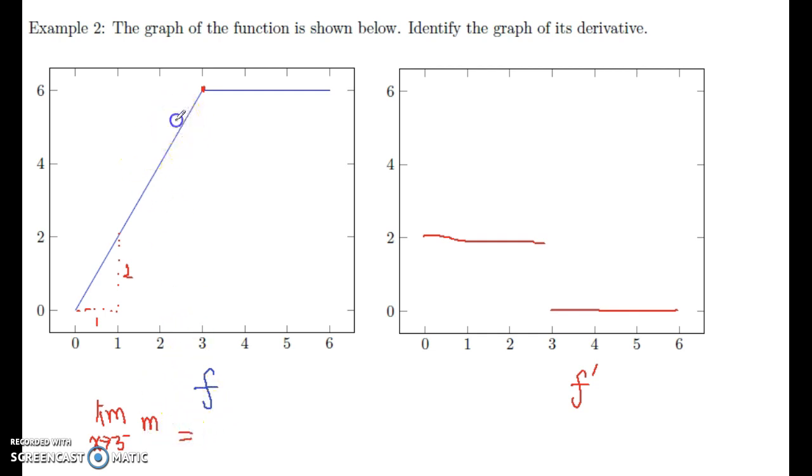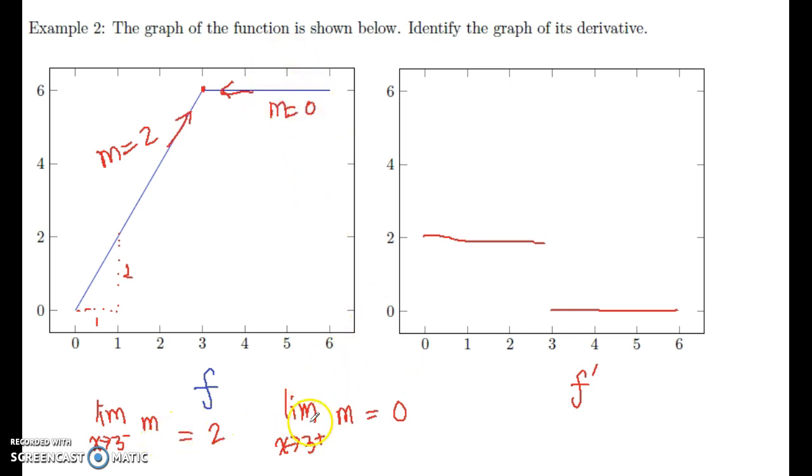The slope, going this way. And we're talking about the slope, not the function value. The slope right here is 2. So m equals 2. What about on the right? So the limit as x approaches 3 from the right, the slope is 0. The slope of the horizontal line is 0.